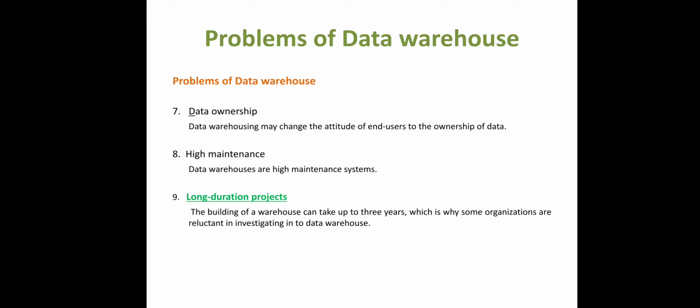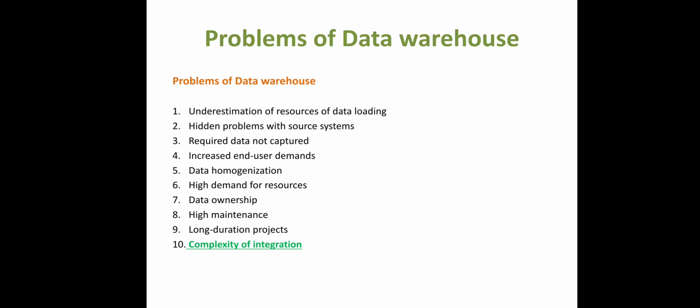Then the next one, the last, is the complexity of integration. Whenever we are integrating data, the most important area for the management of a data warehouse is its integration capabilities, meaning how many different types of attributes it can integrate. Attributes can have a similar meaning but a different name, likewise.